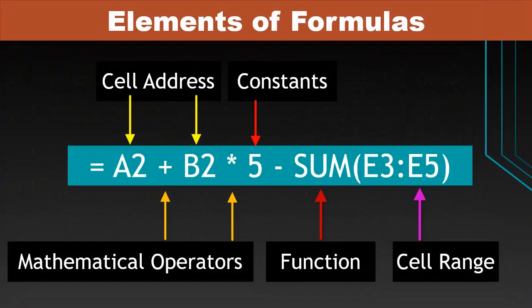Now look at the example given here. Equal A2 plus B2 multiply 5 minus SUM within bracket E3 colon E5. Now this A2 and B2, these are the cell address. 5 is the constant value. Then plus and asterisk symbol, these are the mathematical operators. SUM is the function, it is a predefined function, it will be taught later. Then E3 colon E5, this is the cell range.